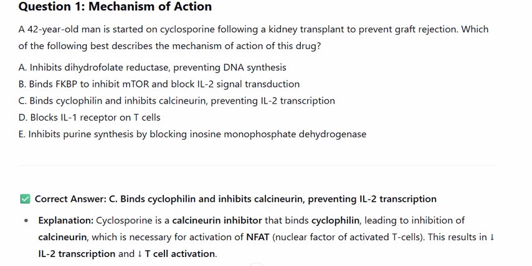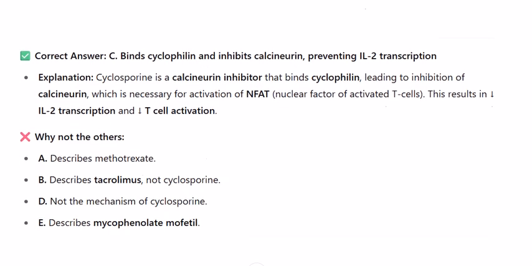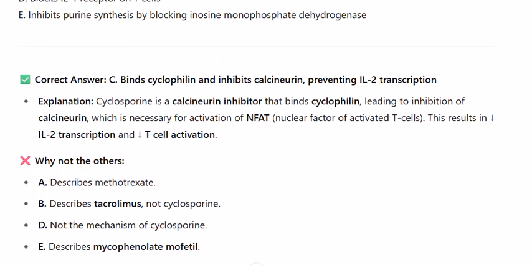Correct answer, C. Binds cyclophilin and inhibits calcineurin, preventing IL-2 transcription. Explanation: cyclosporine is a calcineurin inhibitor that binds cyclophilin, leading to inhibition of calcineurin, which is necessary for activation of NFAT, nuclear factor of activated T cells. This results in IL-2 transcription and T cell activation.